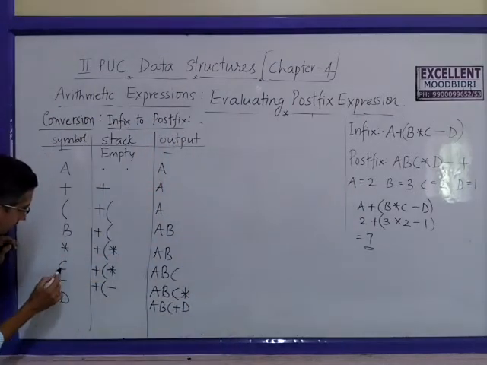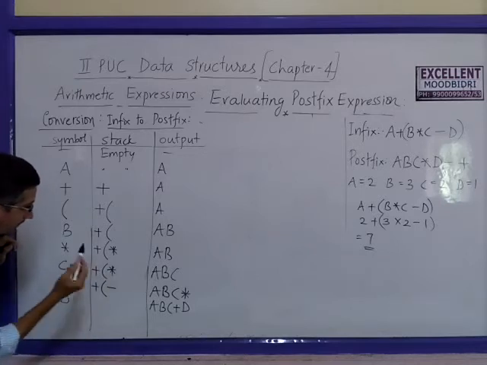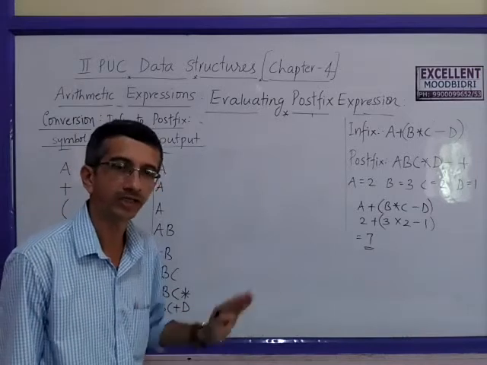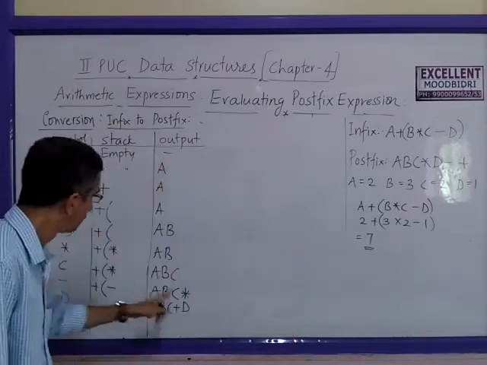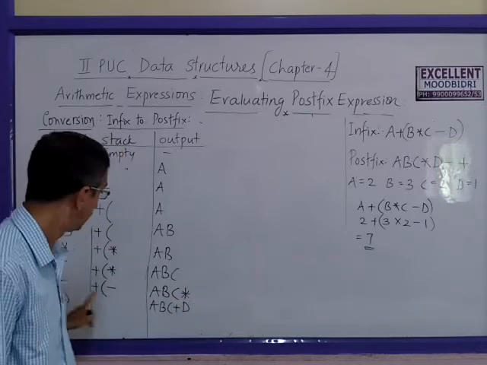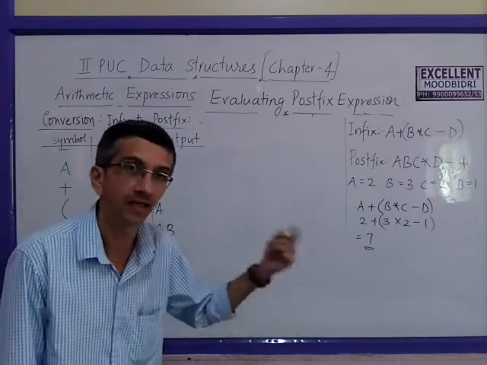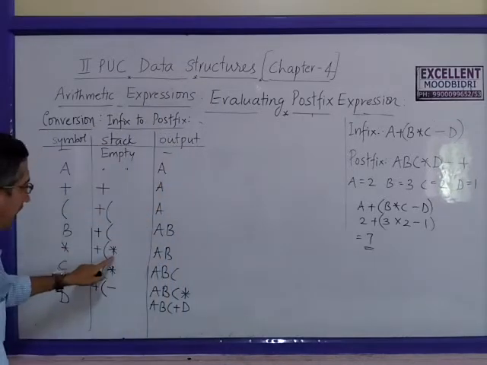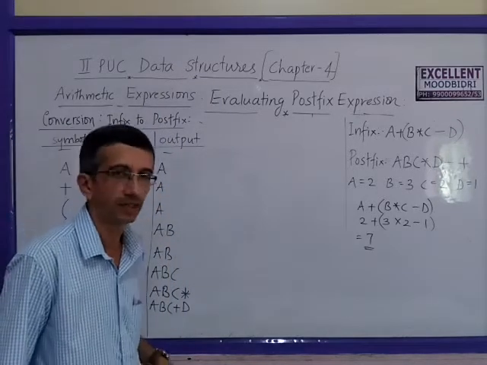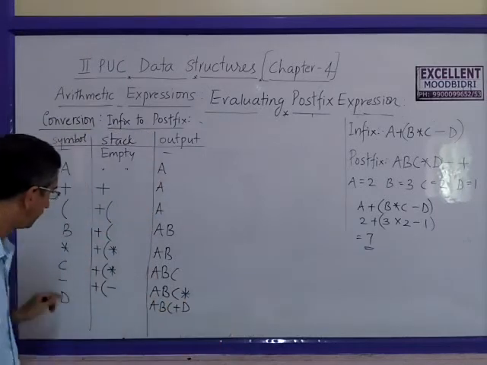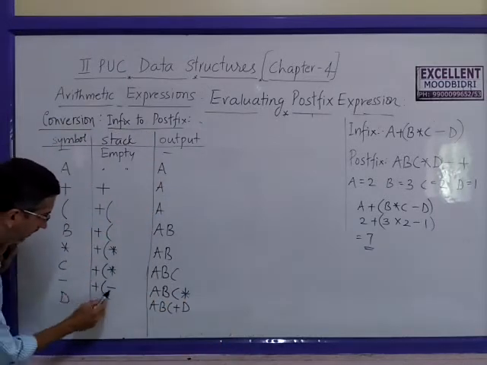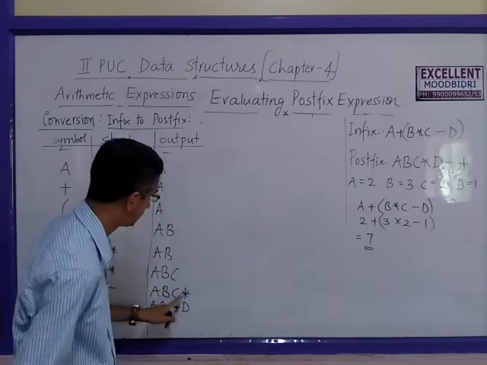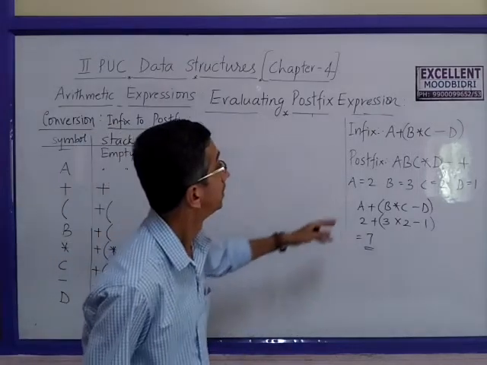So C, star. Now if it has the same or lower priority, only then pop. Star has higher priority than minus, and minus has lower priority than the star. You try to understand: star here, not plus. So it is correct, it has to be popped. Star comes here, so it is the top of the stack, and minus is pushed on the stack. D right here. It is star here, not after C. It is star, not plus.